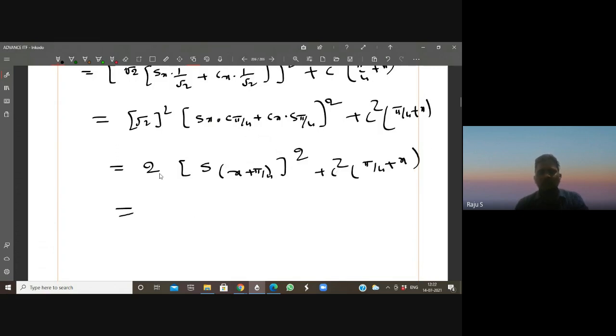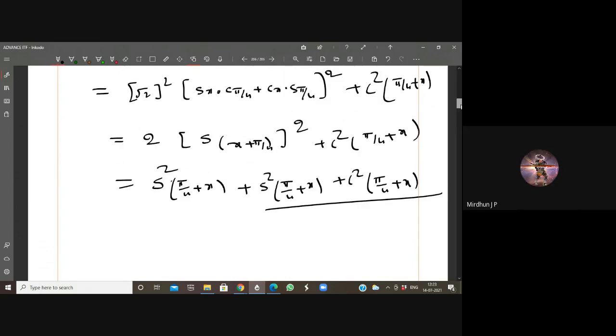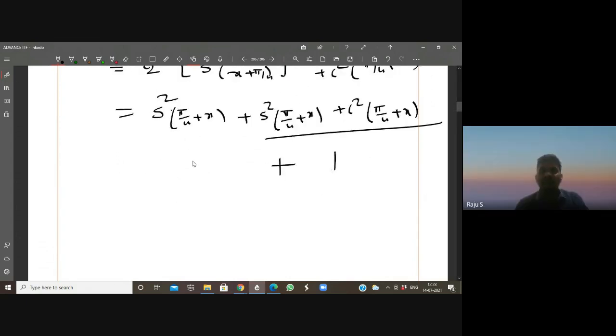Now see here, this 2 times I want to write separately. Like, shall I write like this? 2 sin square (x plus pi by 4) can be written as sin square (pi by 4 plus x) plus sin square (pi by 4 plus x) plus cos square (pi by 4 plus x). Now whatever this value is, sin square plus cos square is 1. Plus there is a square, so what is the minimum value here? Minimum value?